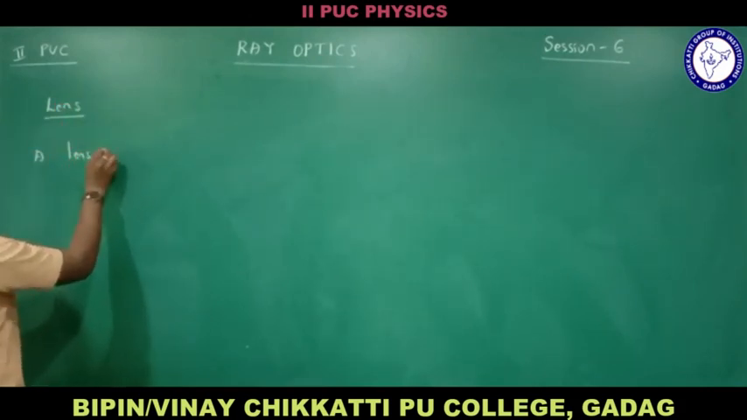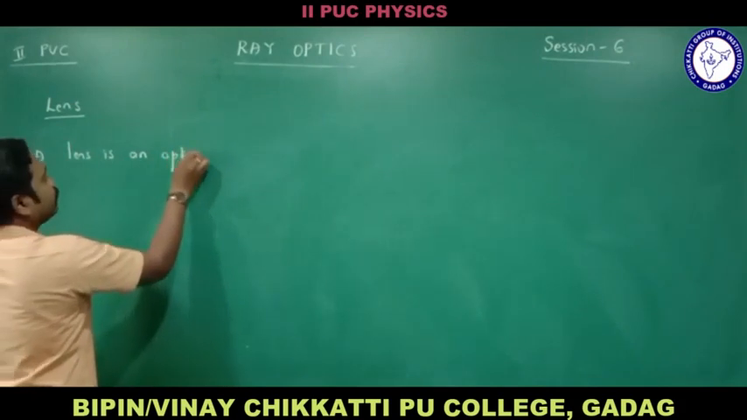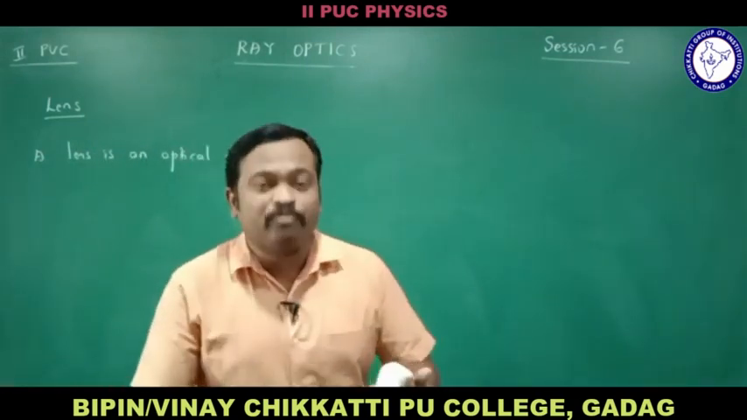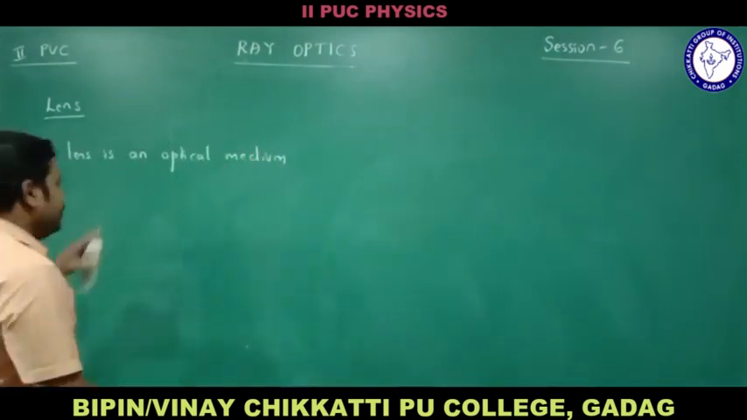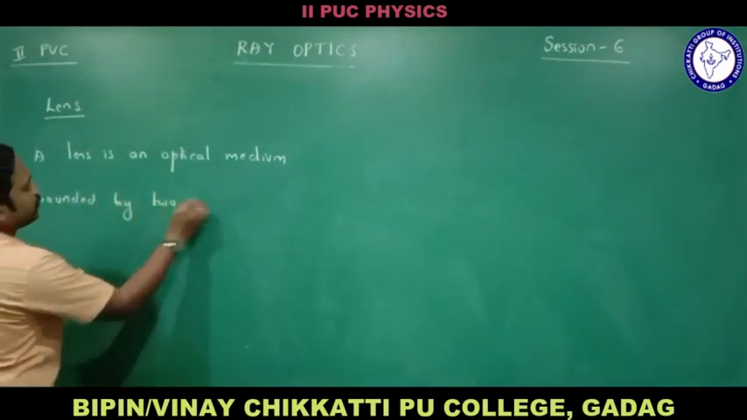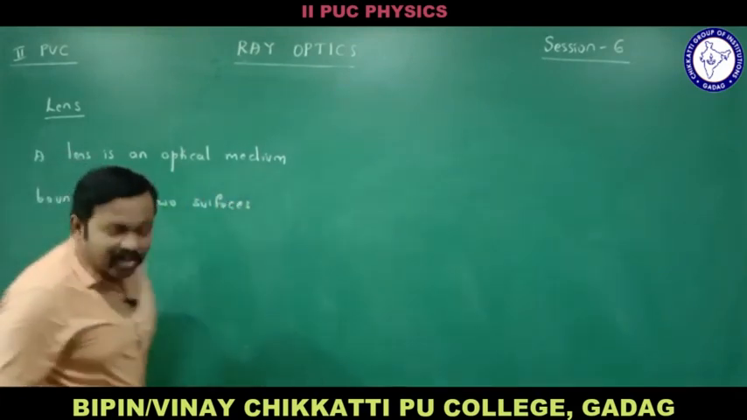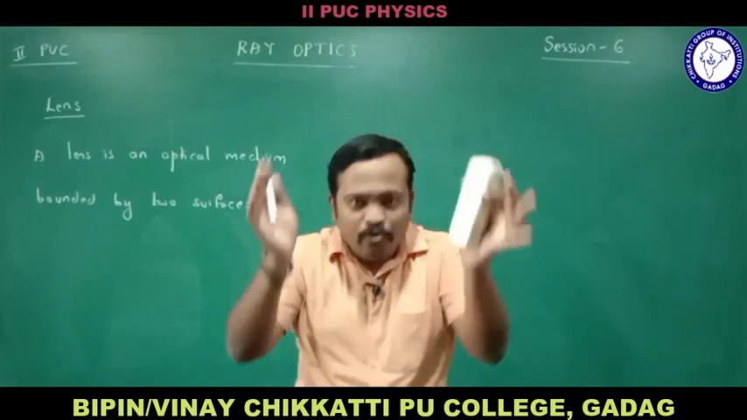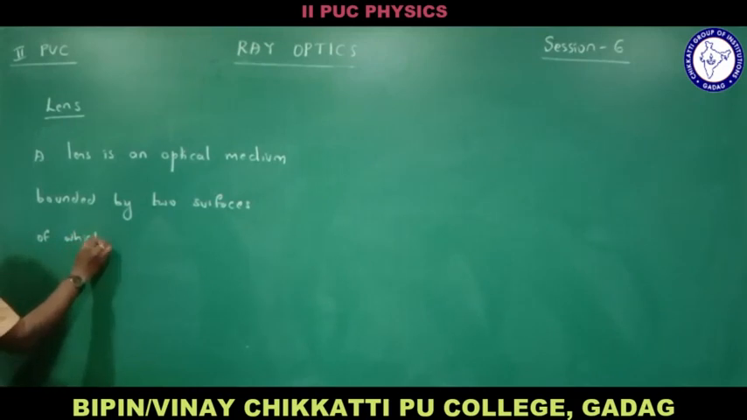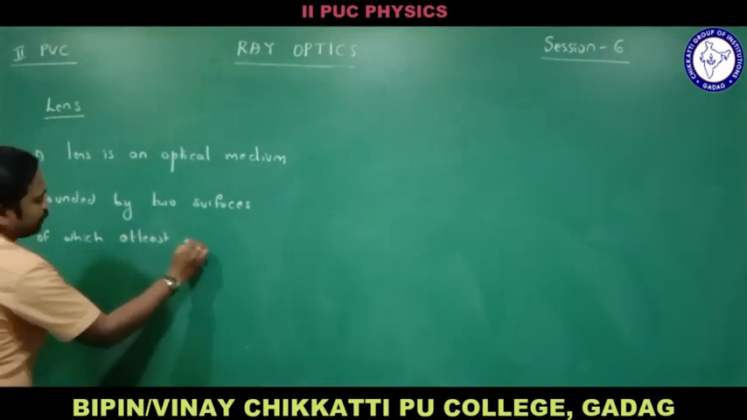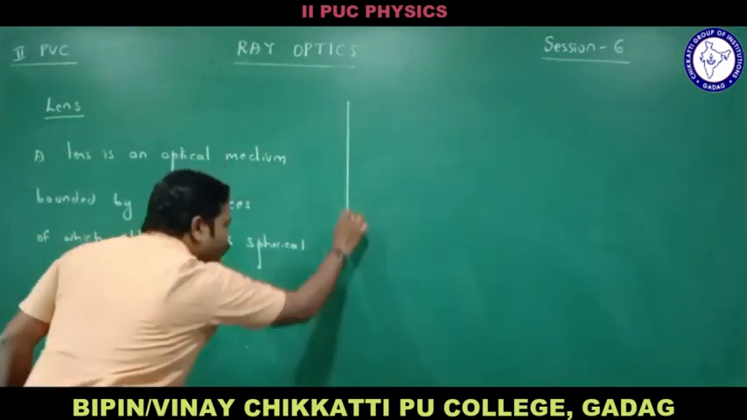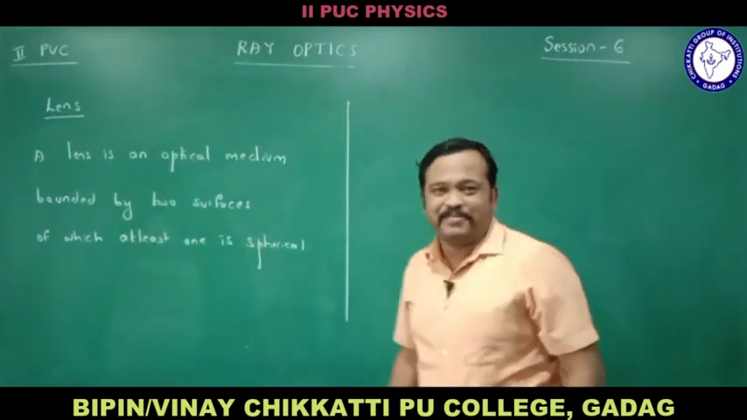A lens is an optical medium. What is the meaning of optical medium? It is a medium through which light passes, right? A lens is an optical medium bounded by two surfaces, of which at least one is spherical. So that kind of optical medium is called a lens.